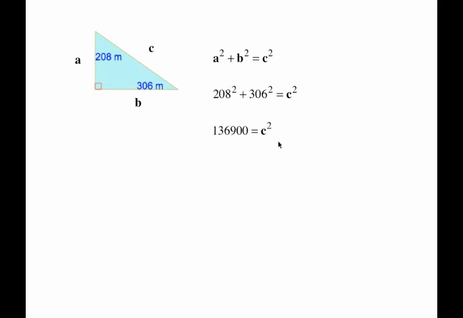We want to find out what c is, so we're going to take the square root of both sides. I square root the c squared, I get c. I square root the 136,900, and we get 370. Notice that kind of makes sense. If this is 306 and this is 208, it makes sense that it's going to be longer than the 306, quite a bit longer, so 370. Totally makes sense. All right, back into our program.